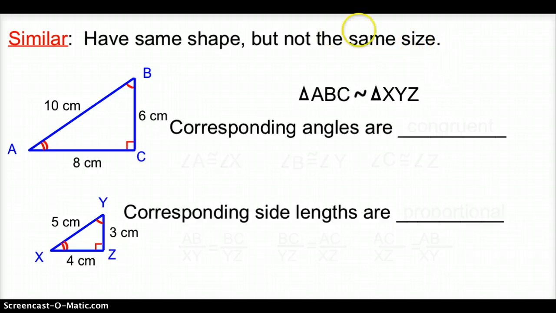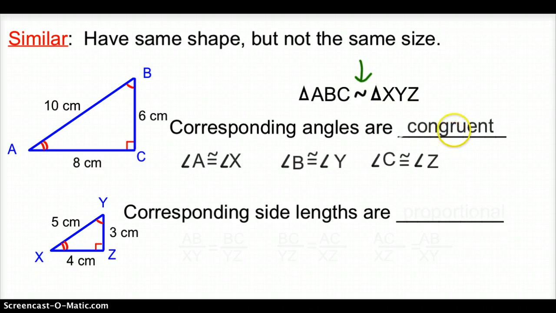The notation for similar now is just a little squiggly, no equal sign, which would mean congruent, but they do have a little squiggly, which means similar. So triangle ABC is similar to triangle XYZ. So when they are similar triangles, corresponding angles are going to be congruent. So angle A is congruent to angle X, angle B, with one half arc, is congruent to angle Y with one half arc.